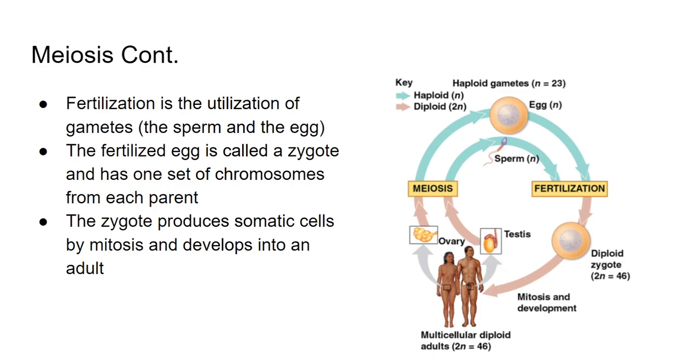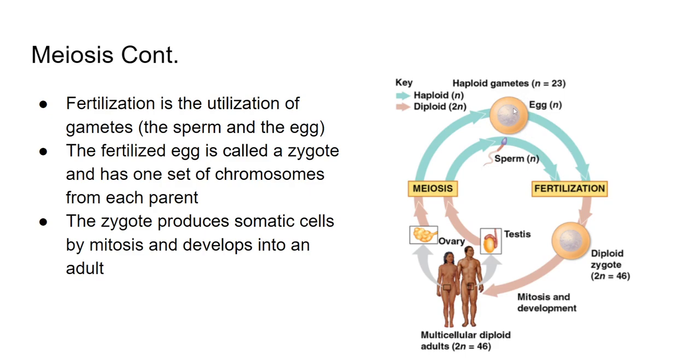So basically, we're going to go through meiosis, right? Meiosis in the testes for the male to create sperm cells, and meiosis in the ovaries for the female to create the egg. And these both have 23 chromosomes, right? We have 23 chromosomes from the dad, and then 23 chromosomes from the mother. And then they're going to go through fertilization because they're going to combine together.